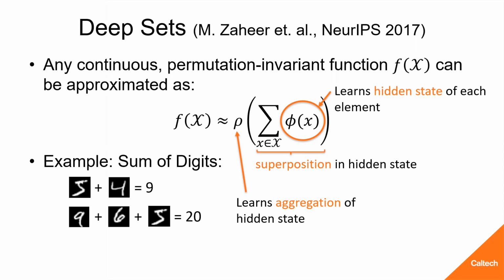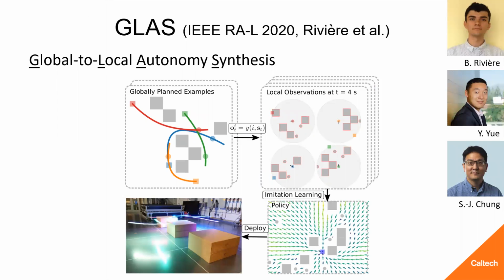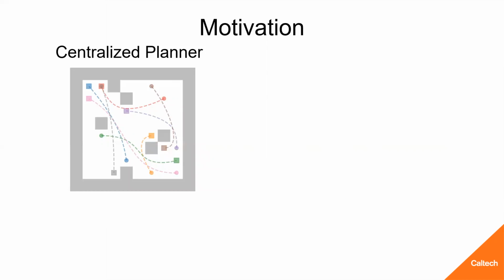All right, so that's the deep sets paper and the rough idea. Now I will jump into two topics where we have used that idea specifically for robotics. The first paper was published at IEEE RA-L this year. That was joint work with Ben Riviere, who is a PhD student at Caltech, and Yisong Yue and Soon-Jo Chung, who are professors in computer science and aerospace, respectively. The paper is called GLAS, which stands for Global to Local Autonomy Synthesis. And the idea is as follows.